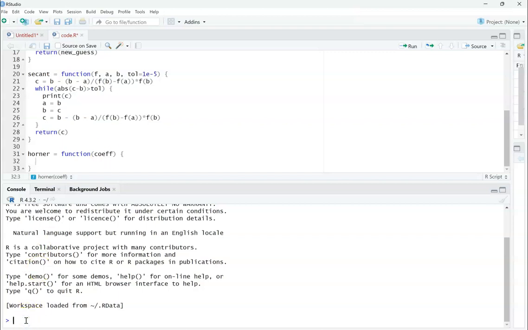Remember when we graphed functions using the curve command, and we had to set the x limits and the y limits? We used the c of, and then we had the lower and upper limits for that. That c of thing is what's making a list in R.